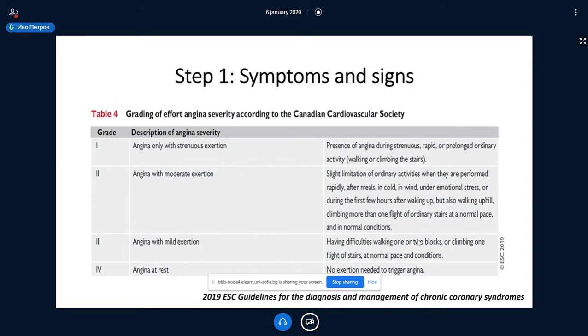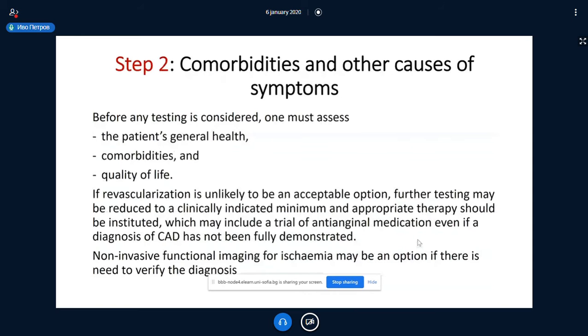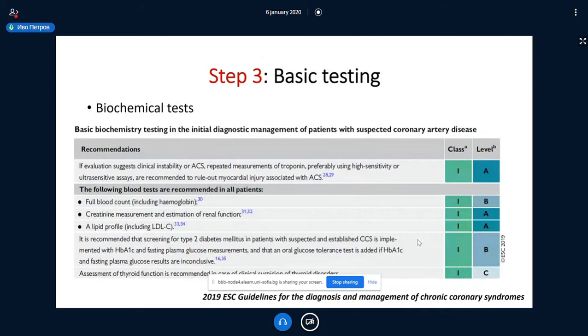And of course, the fourth functional class is angina at rest. Okay, so I mentioned already the comorbidities and other causes of symptoms. So we have to have in mind other precipitating factors. The step 3 is the basic testing.